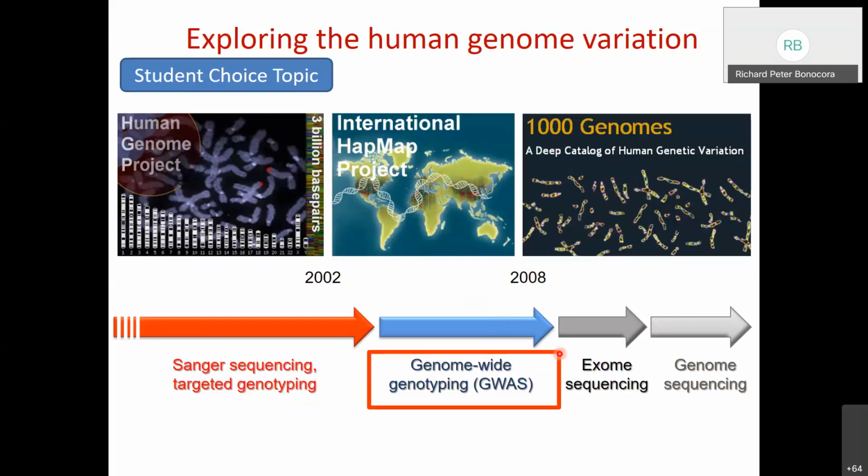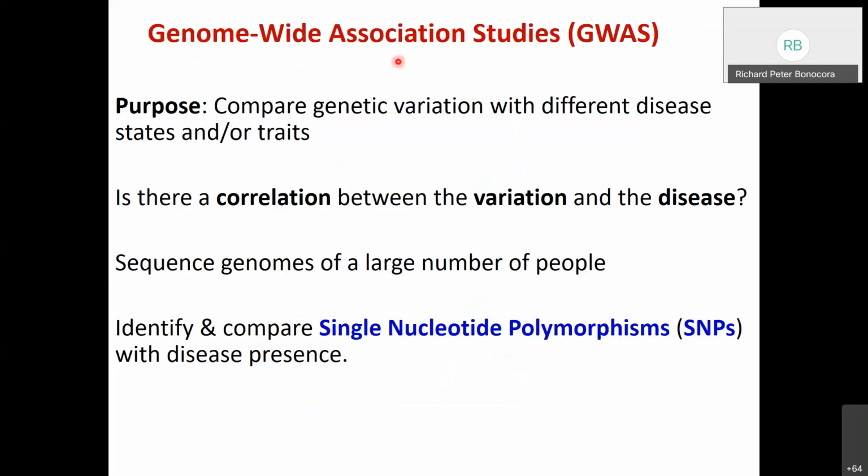But the technique that I'm going to talk about today is genome-wide genotyping, or GWAS. This is genome-wide association studies, and the purpose of this is to compare genetic variation with different disease states and traits, and ask, is there a correlation between the variation and a disease? So you need a lot of genomes sequenced from a large number of people so that you can identify things called single nucleotide polymorphisms and compare them with people who have a particular trait or disease with those who don't.